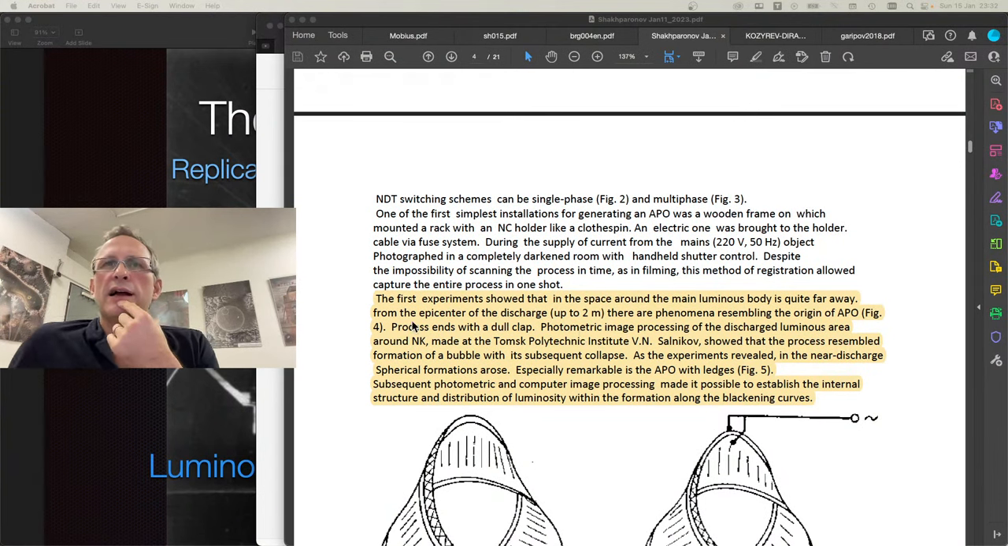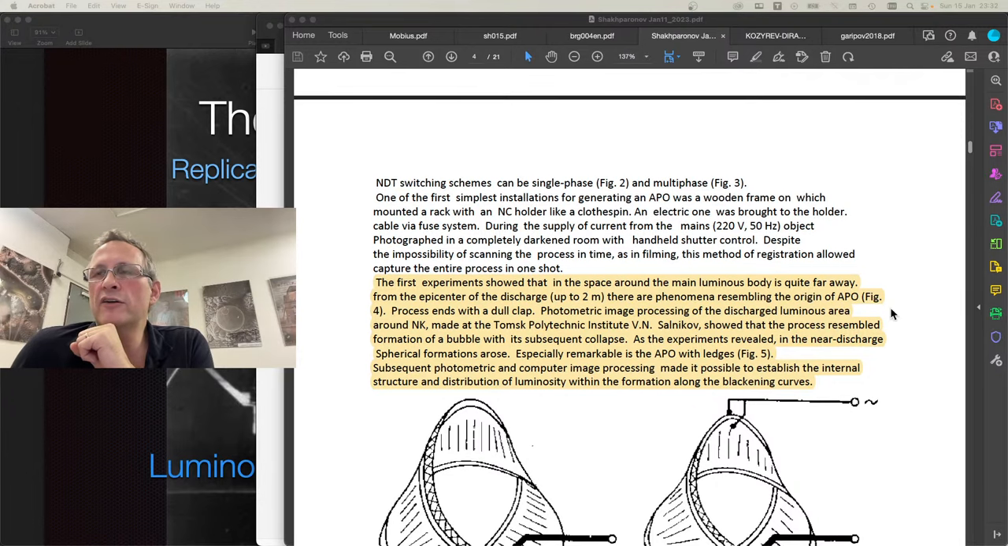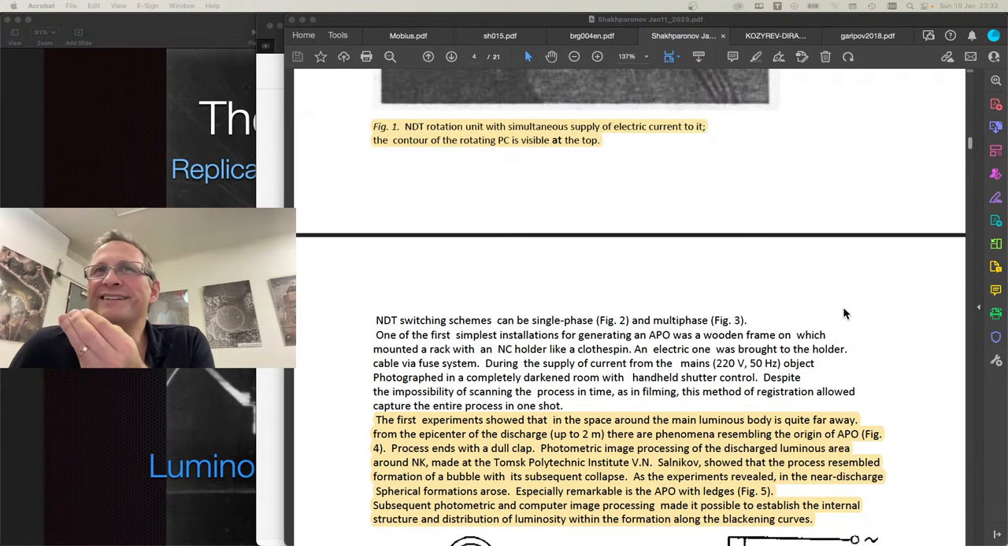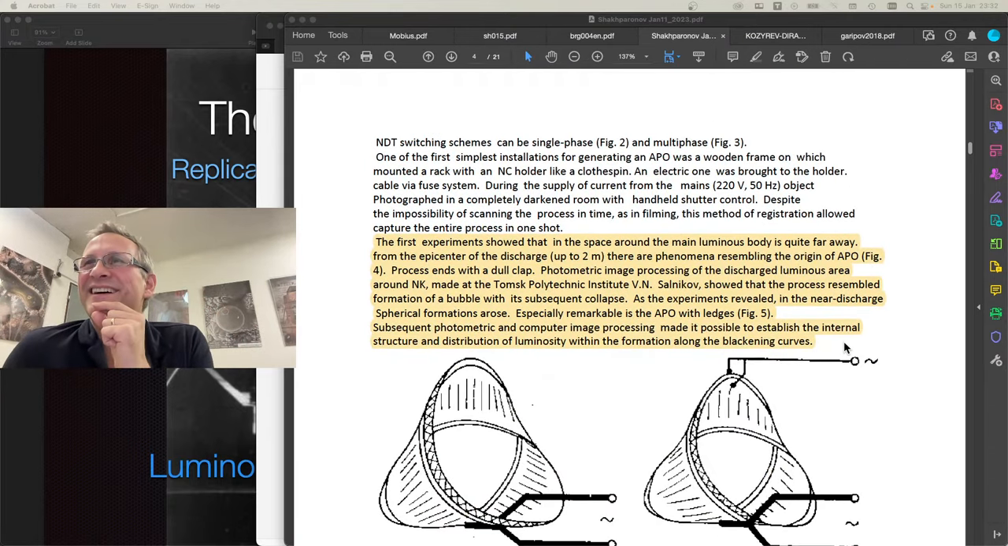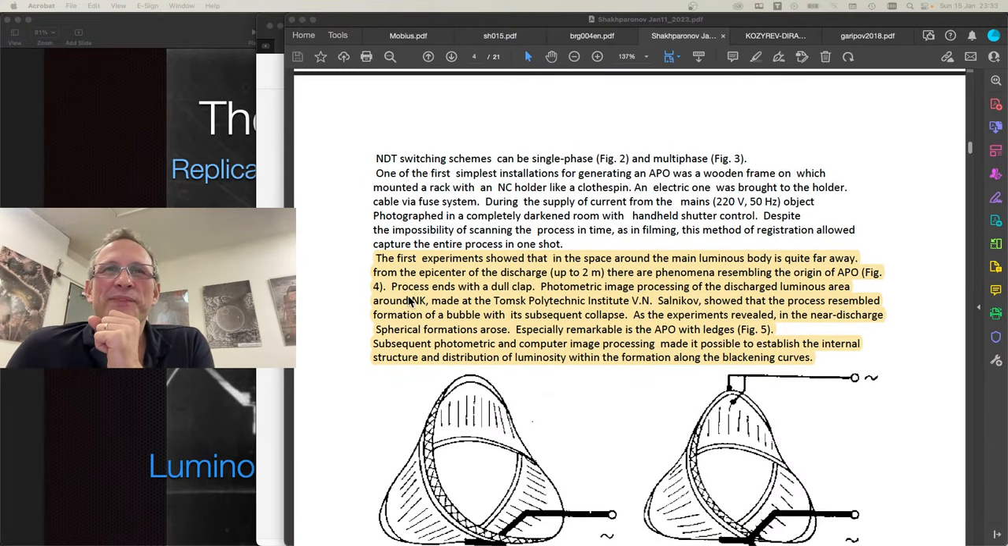Okay. So the first experiment showed that in the space around the main luminous body, separate from it, quite a distance from its epicenter, the discharge, up to 2 meters, there are phenomena resembling the origin, the production of, what is it called? Forgetting now. EVOs, let's call them EVOs. All right. And the process ends with a dull clap.